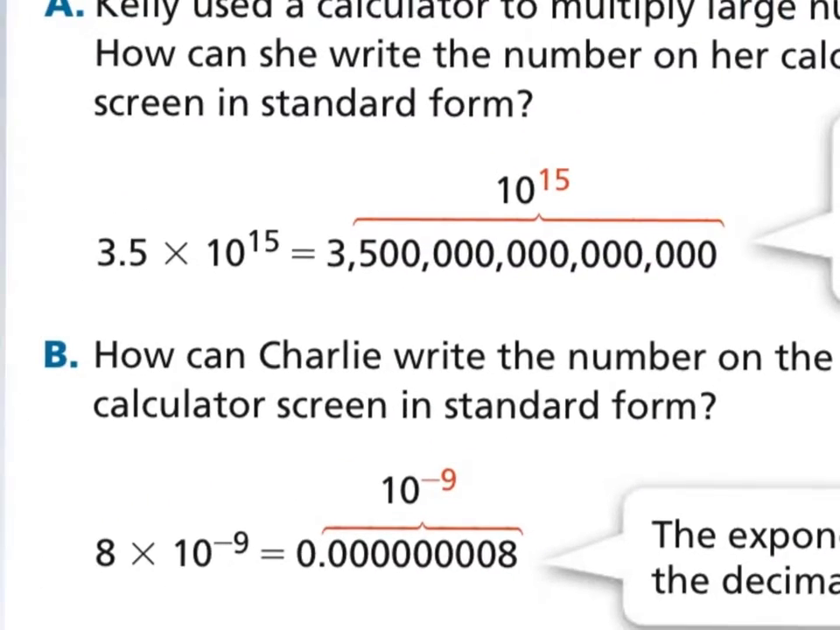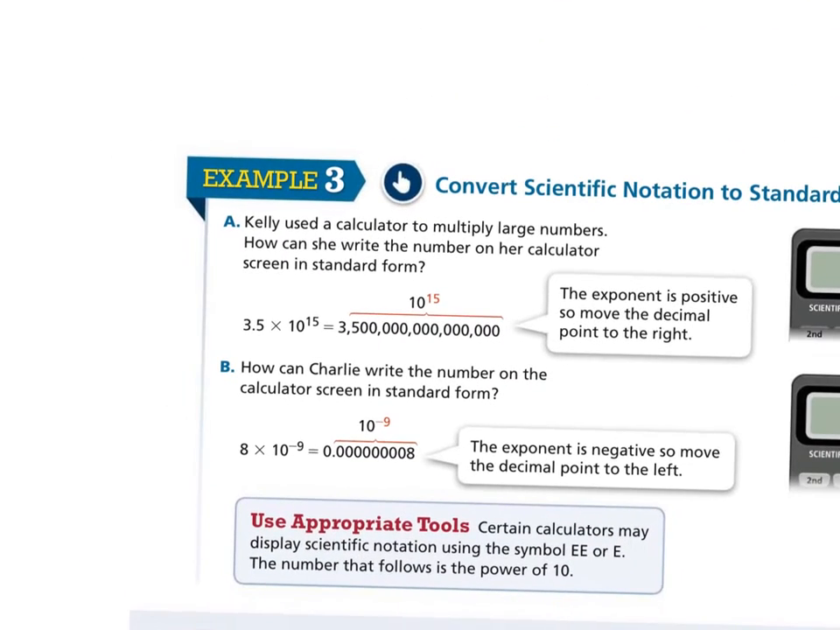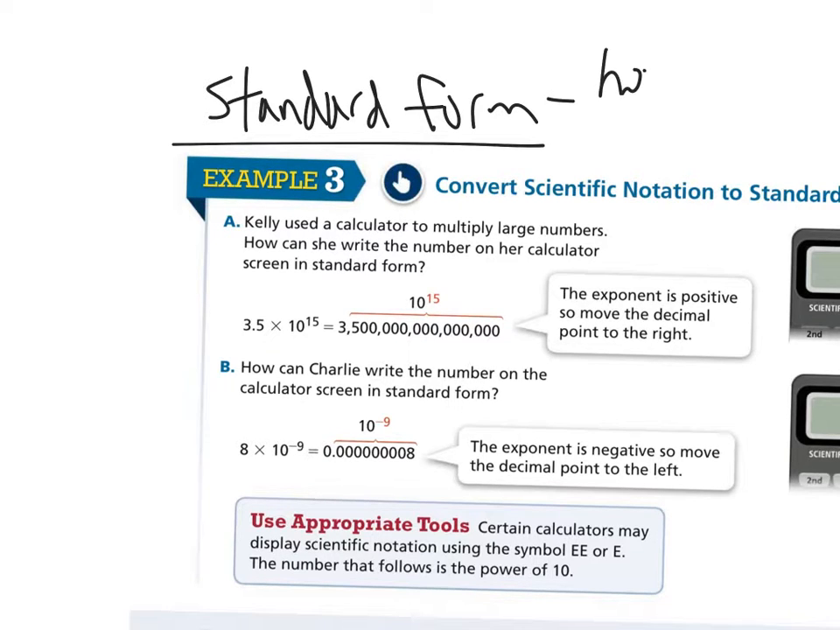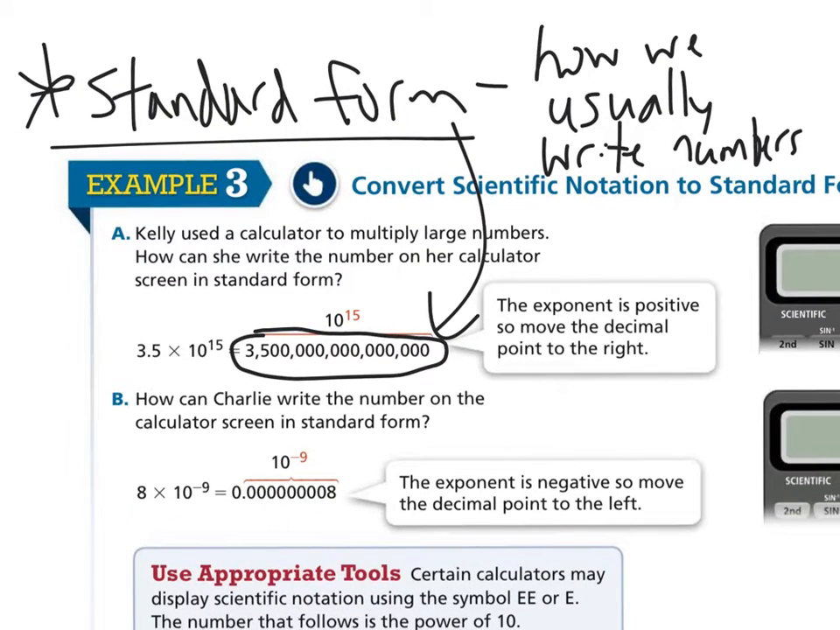So this is how this could be written then in standard form. The book talks about standard form. They really don't tell you what it is, but standard form is just how we usually write numbers. So usually we don't use scientific notation. Usually we would write, for example, this number right here, that would be in standard form. That's how we usually write the number, okay?